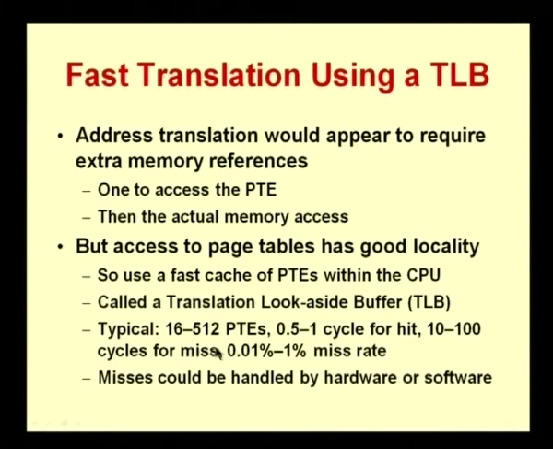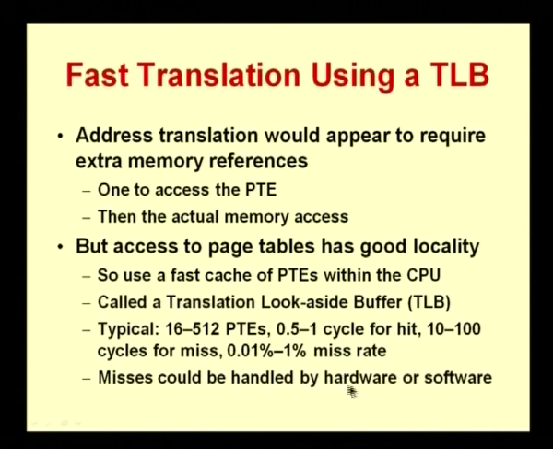Okay. So, typically if you look at how this is expected to improve performance, if we look at certain figures here, for 16 to 512 page table entries, if we assume it takes 0.5 to 1 cycle for a hit, and 10 to 100 cycles for a miss, and you have a miss rate of about 0.01% to 1%. So, with this kind of a TLB structure, you find that you are only having about 0.01% to 1%, that is 100th to 1% of a miss rate. Remember what we mean by miss rate. Miss rate is the average number of misses that we get per access, okay.